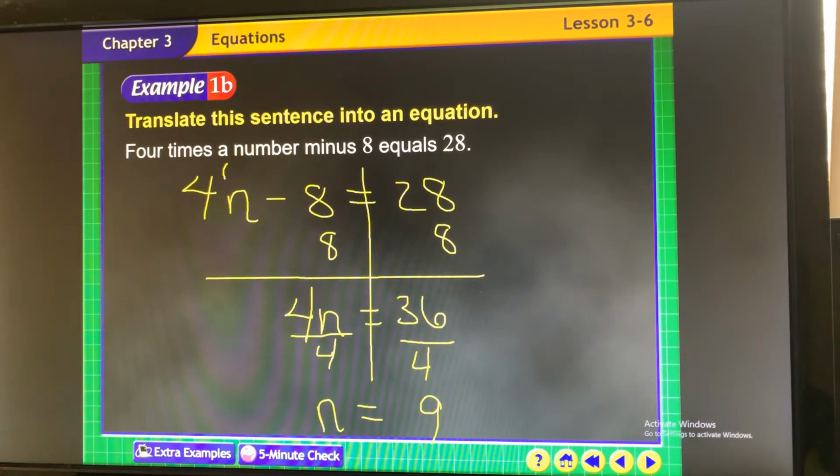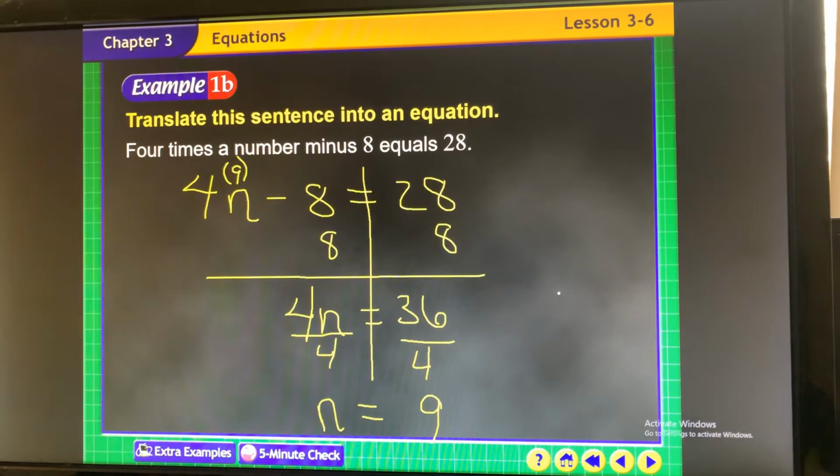Take it, plug it back in up here. 4 times 9 is 36, minus 8 is 28. Checks. Okay, moving on.